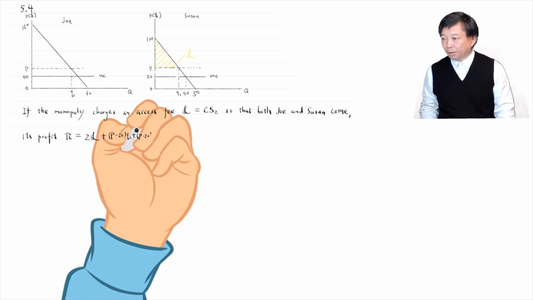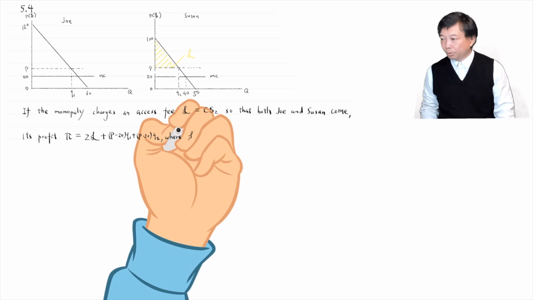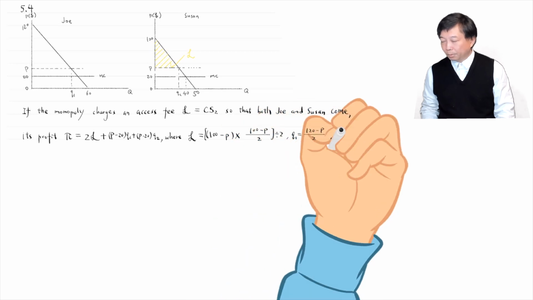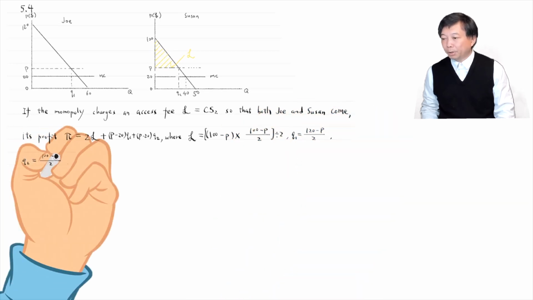It collects access fee L from Joe and Suzanne, so it collects L twice. In addition, it charges Joe a per unit price of P for Q1 units that Joe purchases. The profit from that part is P minus 20 times Q1. Similarly, it collects profit from Suzanne in the amount of P minus 20 times Q2. Using Joe and Suzanne's inverse demand functions, we can write the firm's profit in terms of price P.